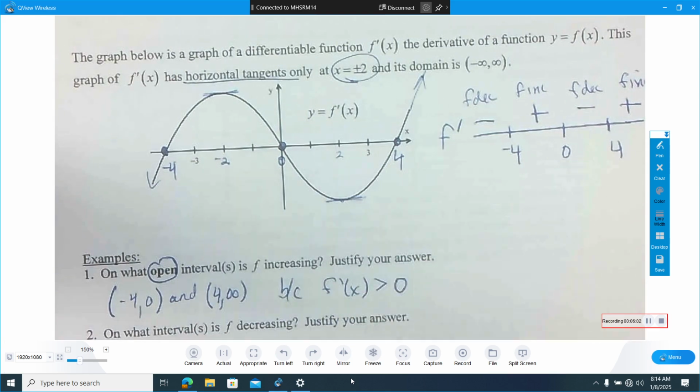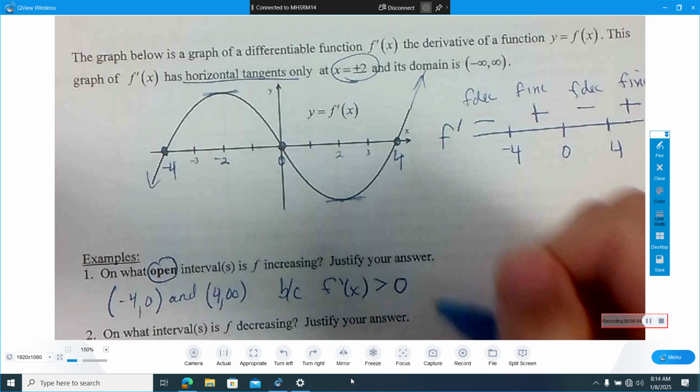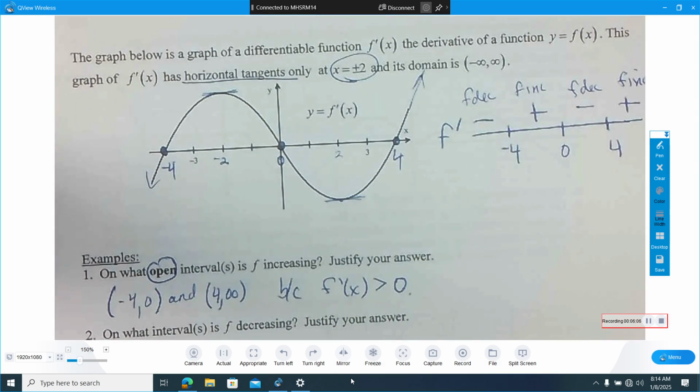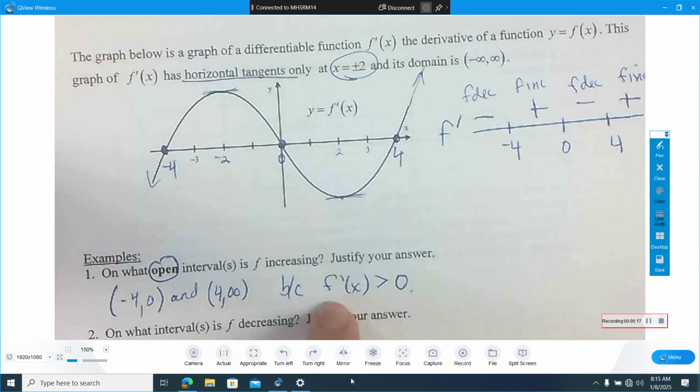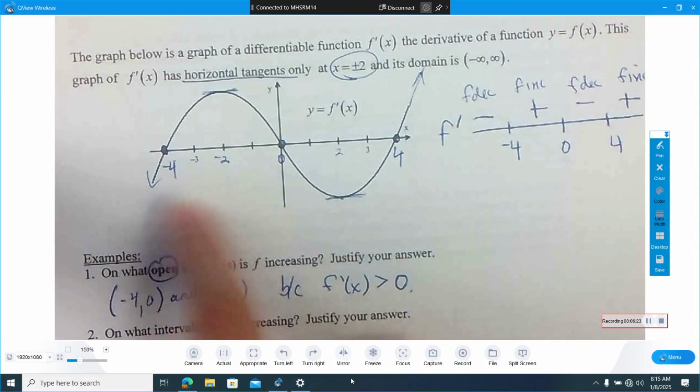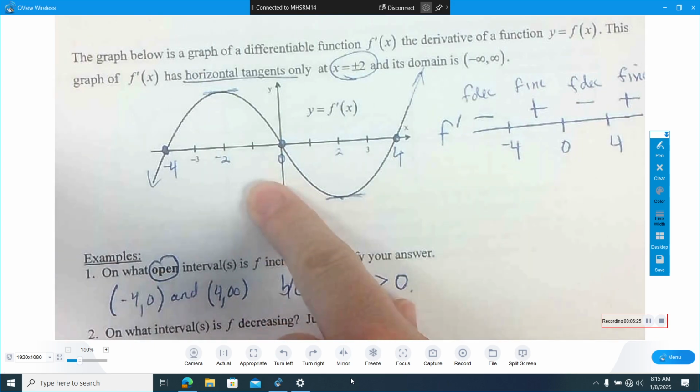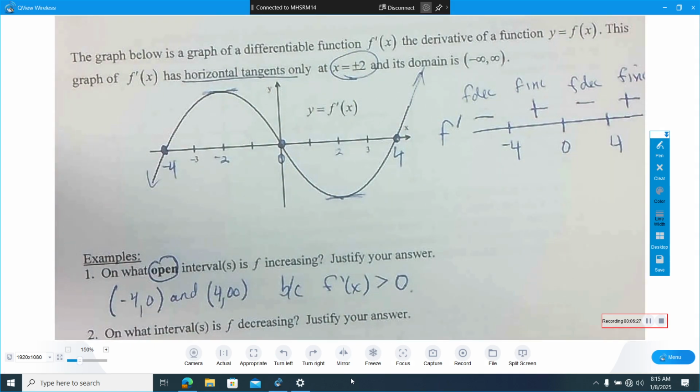Very good. F prime of x is greater than 0. And what's really important here is that the graph that we're given is f prime. So every time we justify something, we have to reference f prime. I can't say, because, I don't know, f double prime is less than 0. I'm not looking at f double prime. I can only reference what is before my eyes, okay?